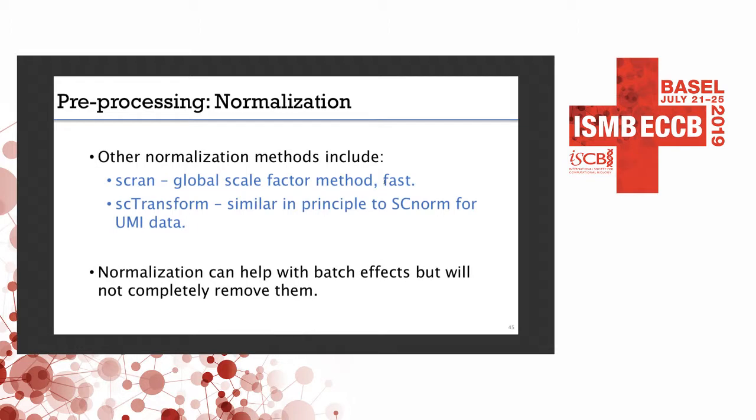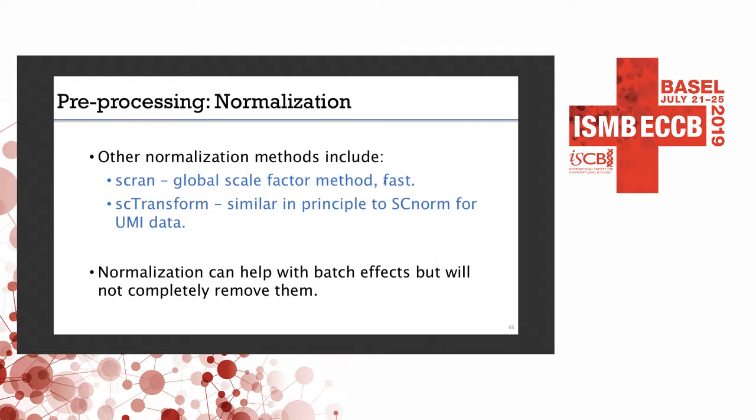And then there are some other single-cell normalization methods out there. scran is another one. It's also a global scale factor method like those other ones, but it's very fast. So if you look at the data and, for example, it doesn't need more than one group, this would be a much faster way to normalize. And then recently on bioRxiv is sctransform. This is kind of similar in principle to SCnorm, where there's this grouping and different expression levels have a different count depth relationship, but it's specifically for UMI data. And it's also going to be pretty fast.